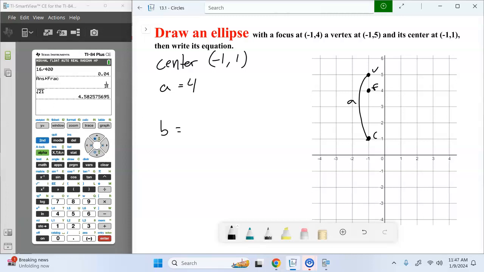What does B measure? Okay, so it would be horizontal, somewhere left and right. I don't have that point, do I? Okay, so we're going to need to use C. We can calculate C from what's given. What does C measure? Focus to what? So C gives me focus to center. What's C? Great. So given A and C, what can I do to find B?